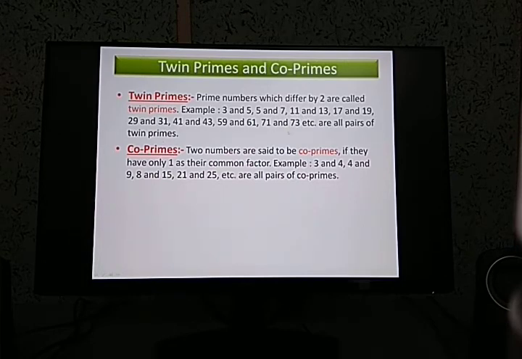So all these twin prime numbers, are they co-primes? Yes, these twin prime numbers are co-primes, because if you see carefully, 71 and 73, what is the common factor between them? Only 1. So we can say that the twin prime numbers are co-prime numbers. But the co-prime numbers are not necessarily twin prime numbers. Clear?